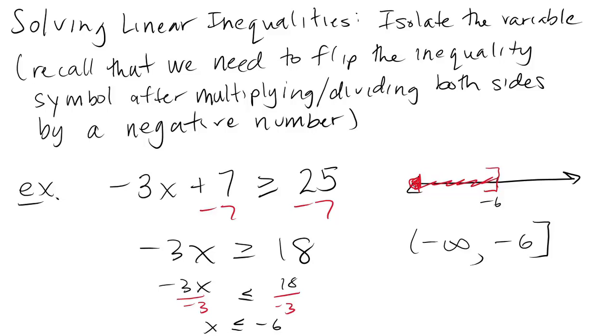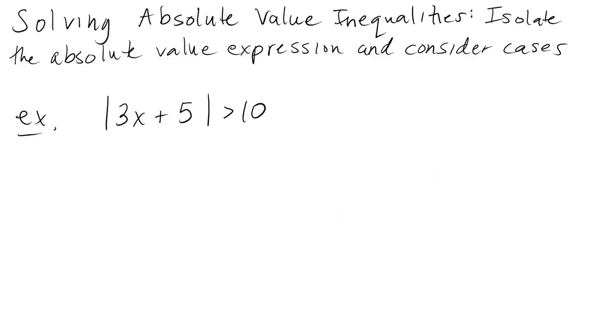Let's move on to absolute value inequalities, and we'll get more practice with the linear ones as we do these. To solve absolute value inequalities, we're going to isolate the absolute value expression on one side and then consider cases. Just like with absolute value equations, we have to consider cases with absolute value inequalities. In our first example here, we're looking at the absolute value of 3x plus 5 is greater than 10. The absolute value expression has already been isolated on one side, and now we have to consider the cases.